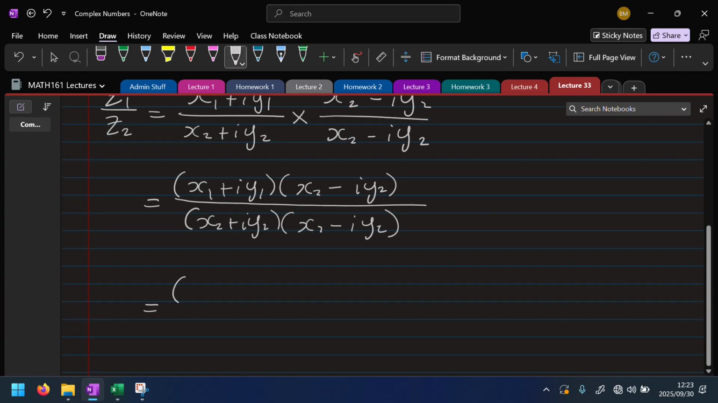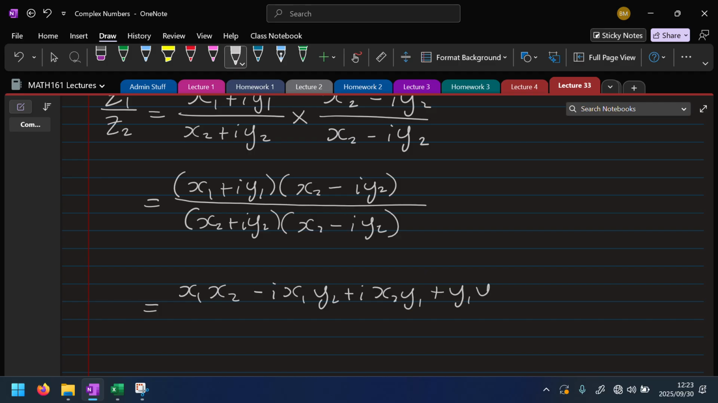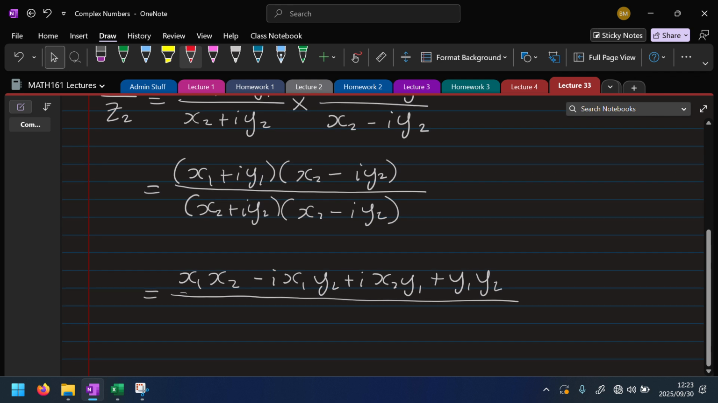Okay, so let's look at the top. What's that going to be? It will be x1 x2 minus i x1 y2 plus i x2 y1 plus y1 y2. All over, and then expanding out the bottom, very similar to what we did for the top, we're going to have x2 squared plus y2 squared.